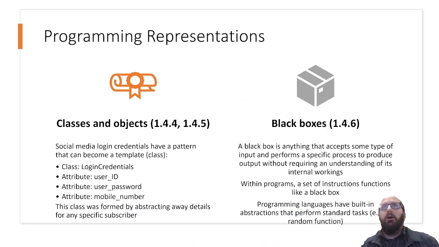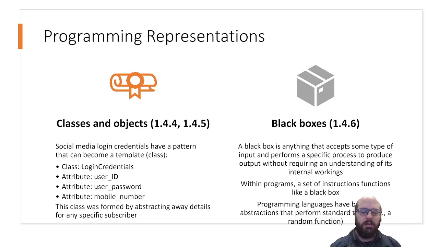All right. We can also talk about abstractions as classes and objects. For example, social media can have login credentials. That can become a template. That template would be its own class, and the attributes would be the things you need to type in to log into social media. That class is formed by abstracting away details from any specific subscriber.